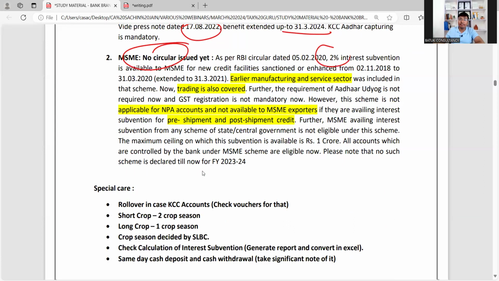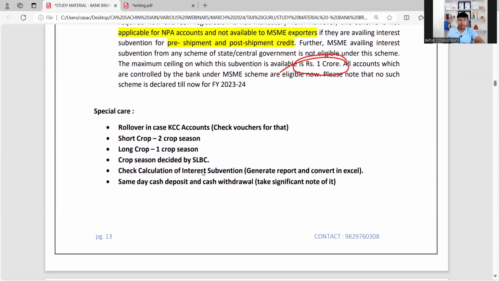For MSME there is an interest subvention of 2%, and for that purpose we also need to demand the list, and this is available only up to a loan of 1 crore rupees. If the loan amount is more than 1 crore rupees, in that case no interest subvention will be provided.